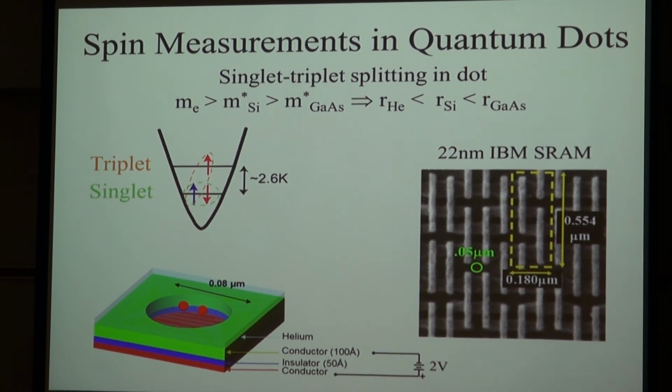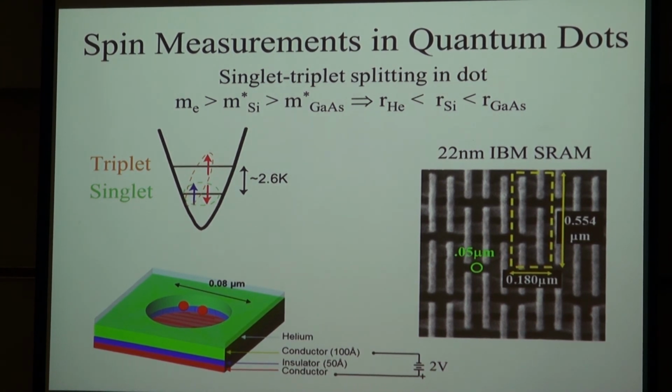Coming from a semiconductor background, the obvious answer is make a quantum dot, put the electrons in there, and turn on an exchange interaction. So if you want to measure spins, conceptually the easiest is to look at the singlet-triplet splitting in a quantum dot. Now, things are a little different than in, say, a hunk of gallium arsenide or a hunk of silicon, because our electrons are real electrons.